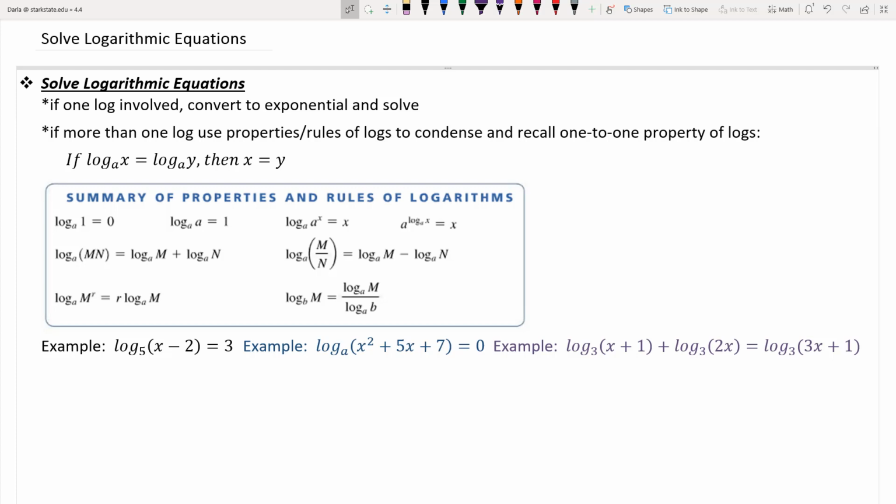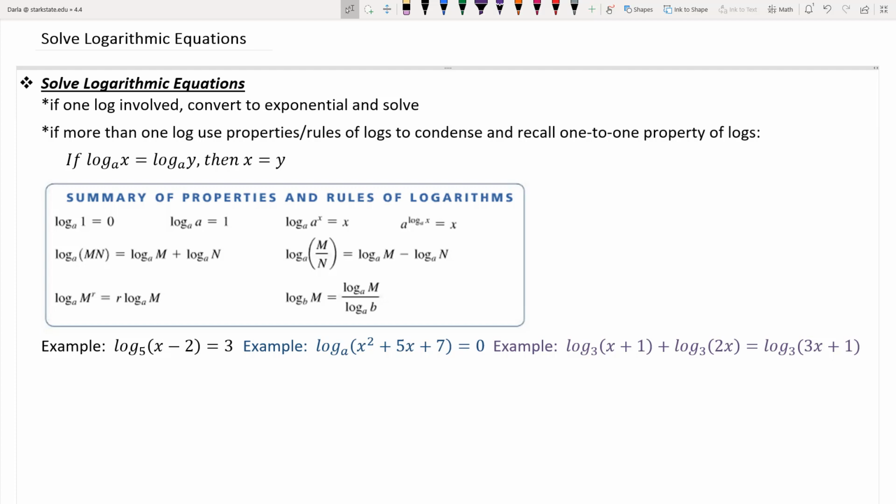If you are unable to pull it down to one logarithm and you're left with maybe 2, or you could use your properties and rules to pull it down to 2, then you would set one logarithm equal to the other, and if they have a like base, then by using the one-to-one property you would know that what you're taking the log of would be equivalent. And so you're going to use one of the two to help us solve our 3 examples.